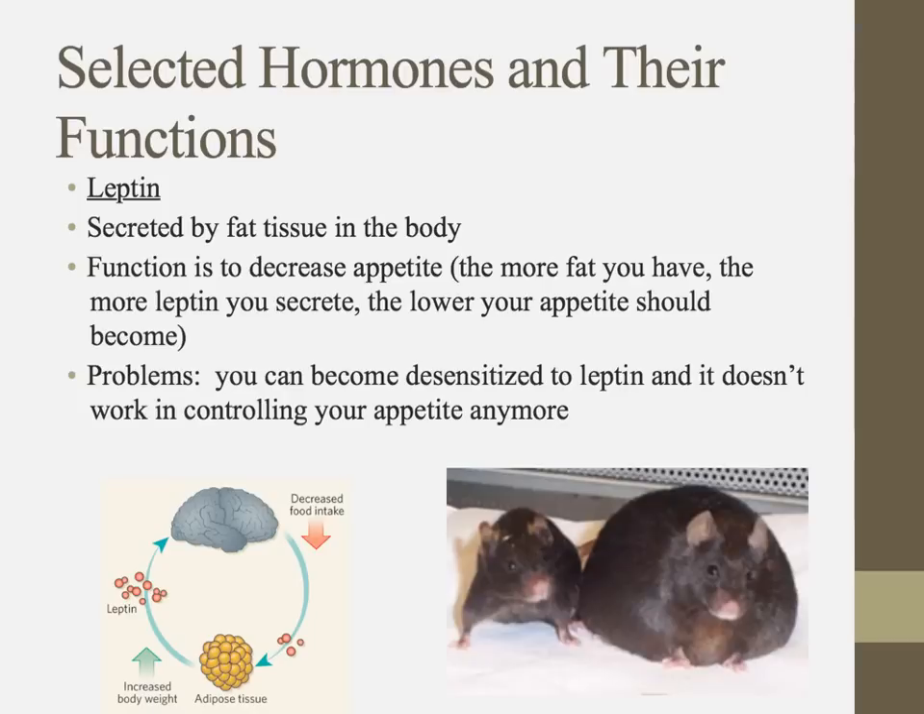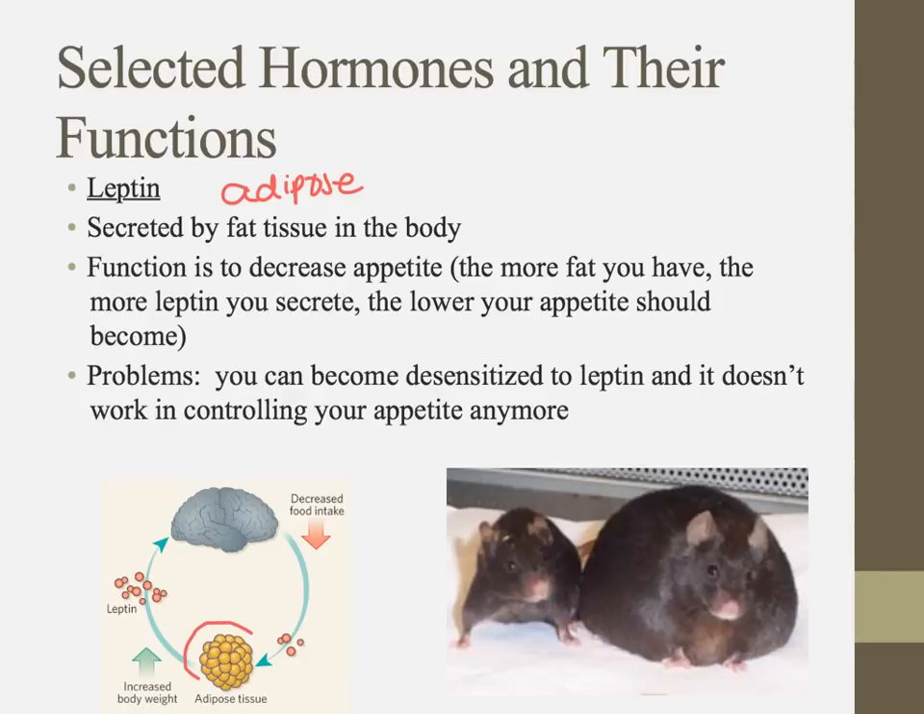All right, so leptin is another hormone that we've talked about before, but leptin is kind of cool. It's secreted by the adipose tissue, also known as fat tissue in your body. So it's not in a specific location, but just anywhere we have this fat tissue. And its function is to decrease appetite. So again, another example of a negative feedback loop.